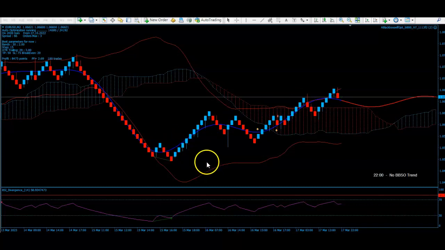Okay? Now, for those of you who write to me and say, well, I want to do my own trading, etc., well, then put up the BBSO Zen chart.